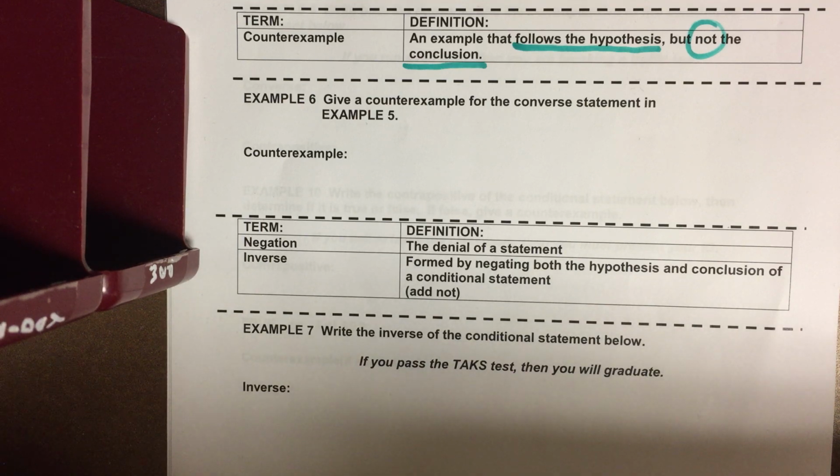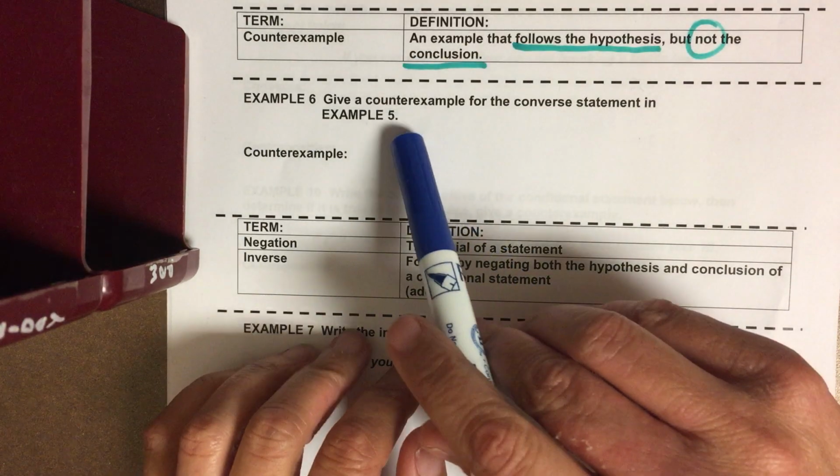That's enough to make it not true. One example I gave the other classes, if it's a prime number, then it's an even number. Well, how about 5? 5 is a prime number that meets the hypothesis, but it's not an even number, so it doesn't meet the conclusion. So let's look at this one.